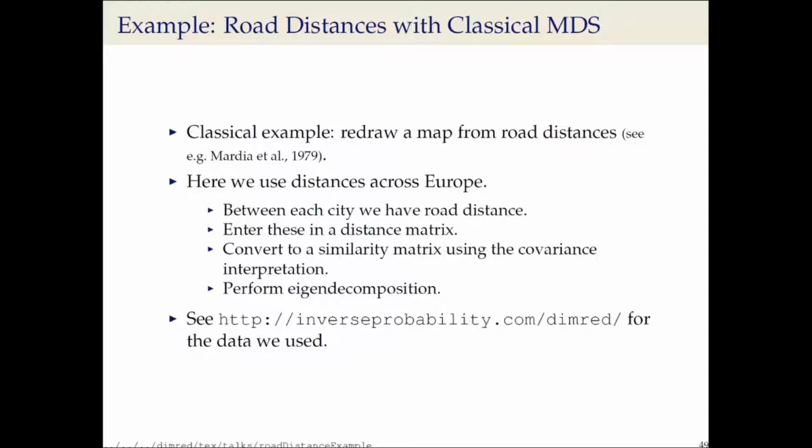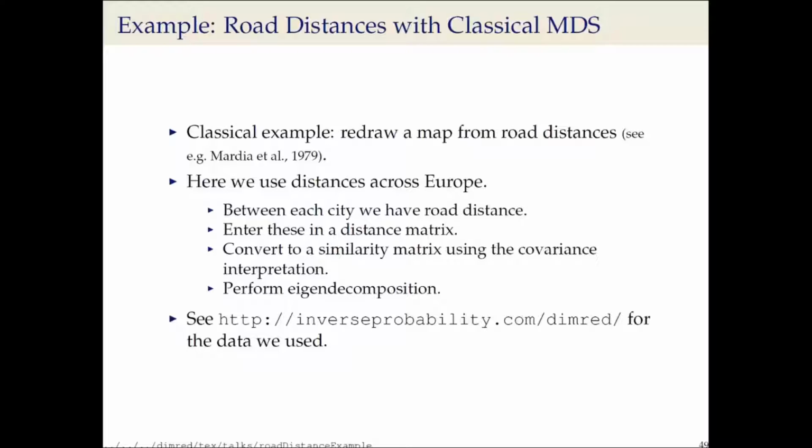But in 2015, it feels more appropriate to do it across Europe. So road distances across Europe. So we can get now a square distance matrix of all the cities across Europe. So we can represent the cities' locations by looking at the square distance between them. And we enter this in a matrix.